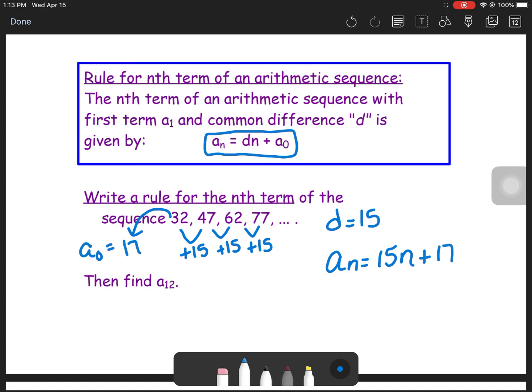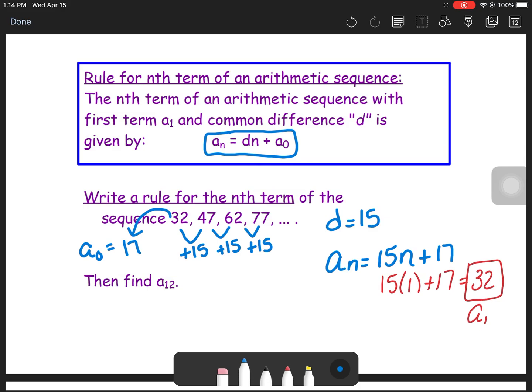Now the reason we need to use the 0 term is because if I were looking for the first term, I would want to put a 1 in here, and that would give me 15 times 1 is 15, plus 17 is 32. That will give me my first term, which is 32. If I didn't go backwards and I put a 1 in, it would actually give me the term afterwards.